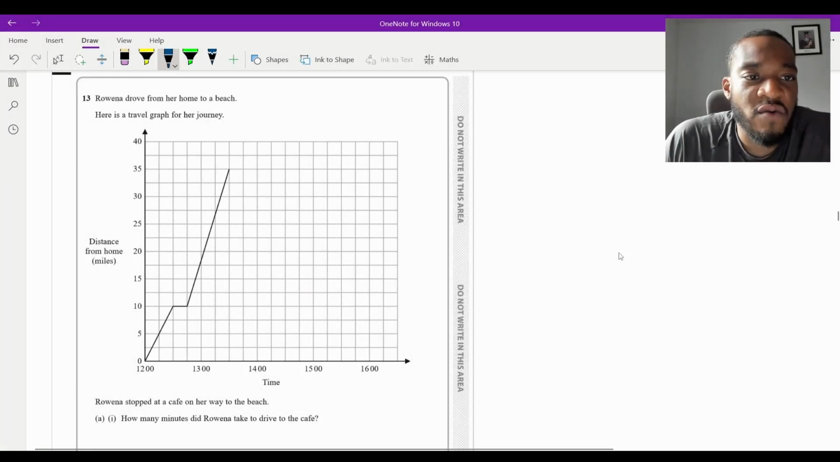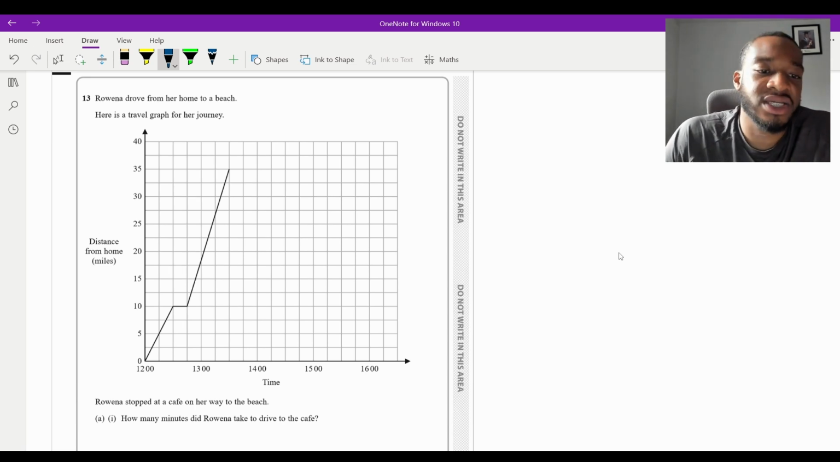Okay, so question 13 says Rowena drove from her home to a beach. Here is a travel graph for her journey. So we've got the distance from home in the vertical axis and we've got the time on the horizontal axis. And it says for part A, Rowena stopped at a cafe on her way to the beach. How many minutes did Rowena take to drive to the cafe?